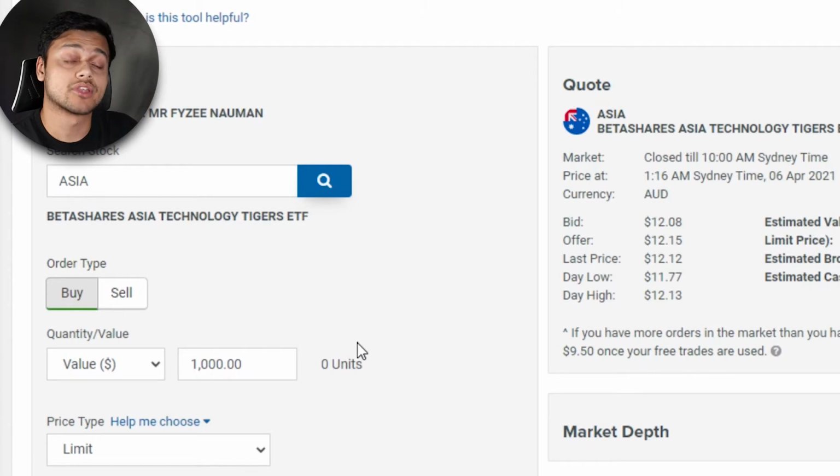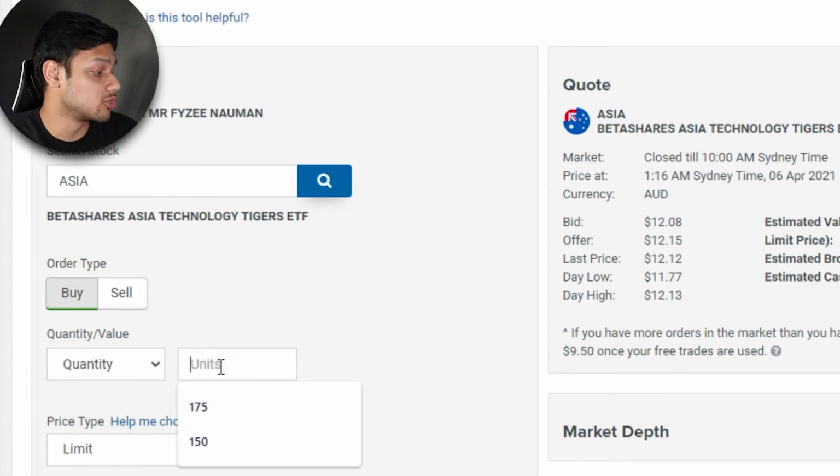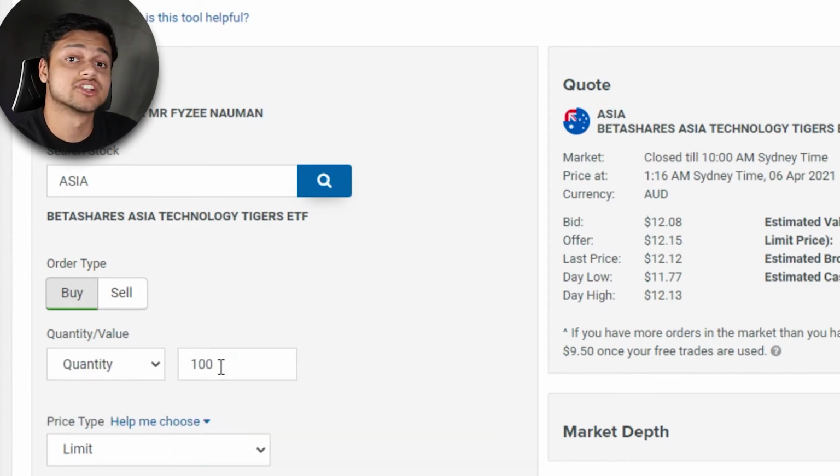Now through SelfWealth, you cannot buy fractional shares, therefore the units of the ETF that you buy will always be a whole number, and it won't be a decimal. So you can't buy like 12.6 of this ETF, you can only buy 12. For this example, I'm going to choose quantity because usually that's what I pick regardless. So I'll go with quantity being 100 just for this example.